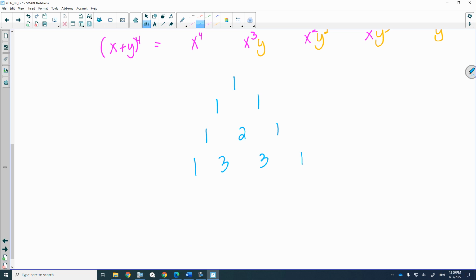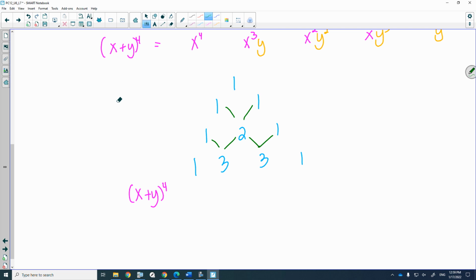And now what we're trying to figure out is what pattern is going to give us the coefficients for x plus y to the power of 4. So first thing you should see is the first coefficient and the last coefficient are all 1s. Then you say, okay, how did you get this 2? How they got that 2 was simply 1 plus 1 is 2. How did they get that 3? 1 plus 2 is 3. 2 plus 1 is 3.